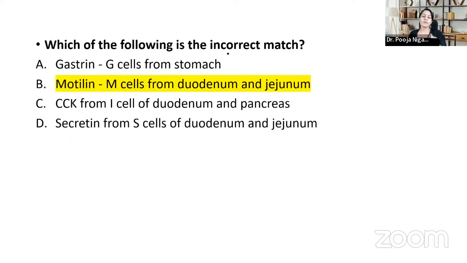Over here, they asked to match the pairs correctly. Now, when we are matching the pairs correctly, understand, yes, gastrin is secreted from G cells, and they are not present in the ileum, they are present in the stomach, not in the duodenum or jejunum. CCK from the I cells and secretin all were correct.